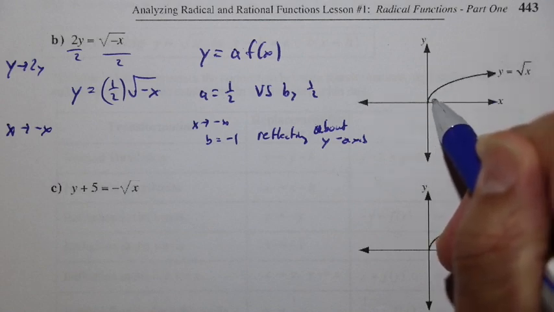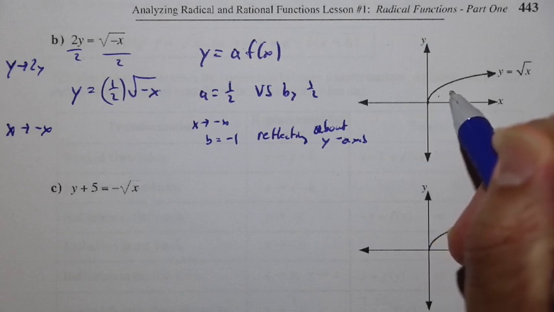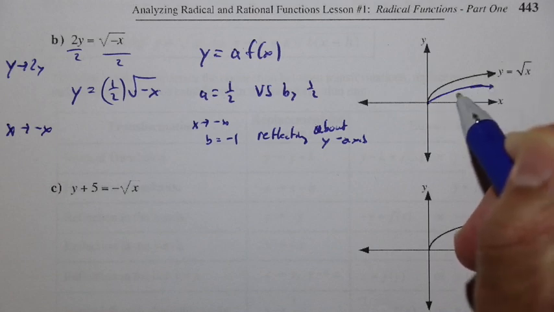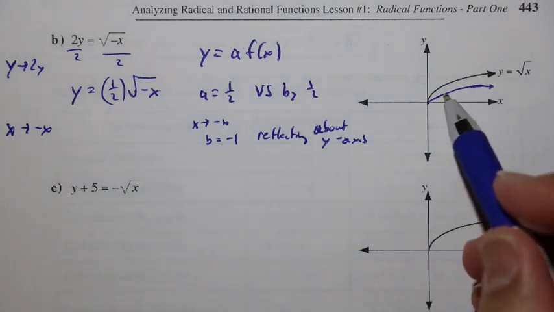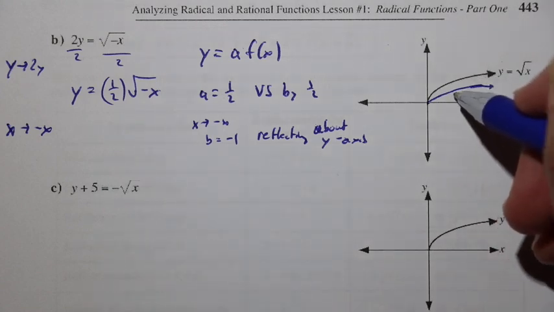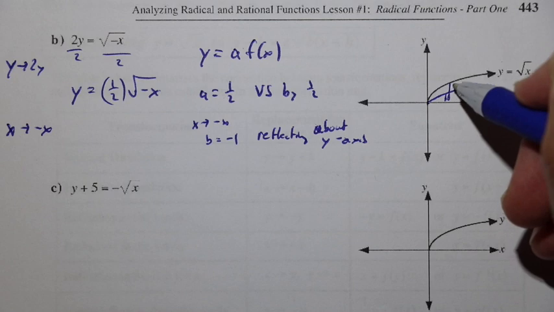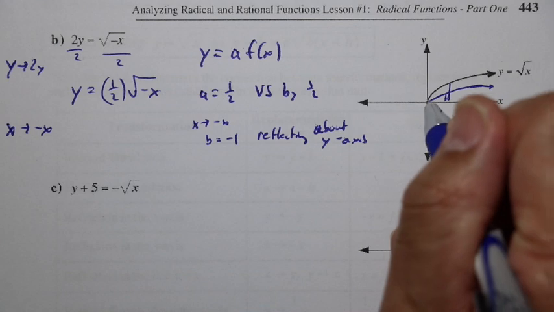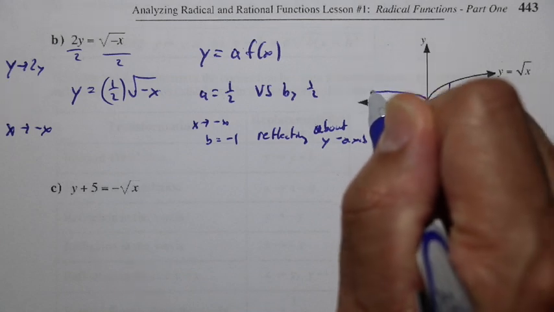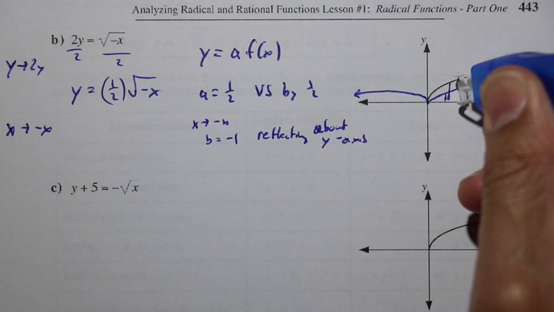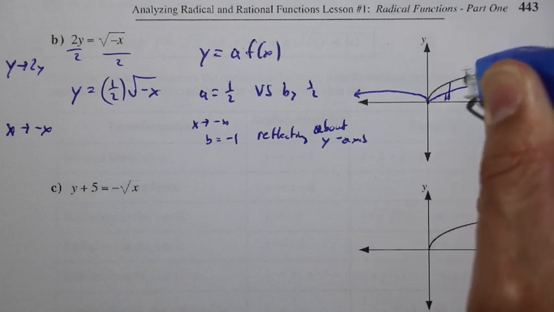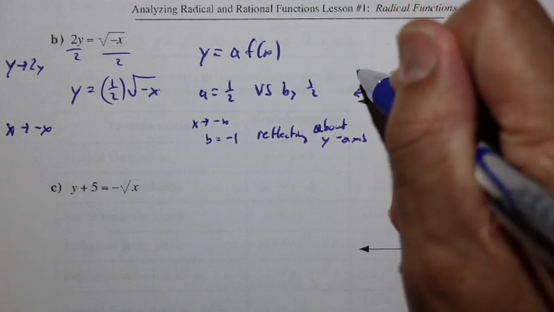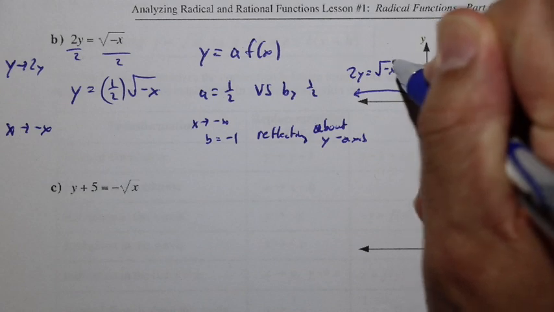And it's going to be 1/2 each time, something like that. I think I went a little high here, but each of these heights is 1/2 of the height right there. Okay, and then we're going to reflect it. So this should have gone this way, like so. I'm just going to cut that a little bit so that we can see it's dotted. And this is the graph we're talking about. So this is 2y is equal to the square root of negative x.